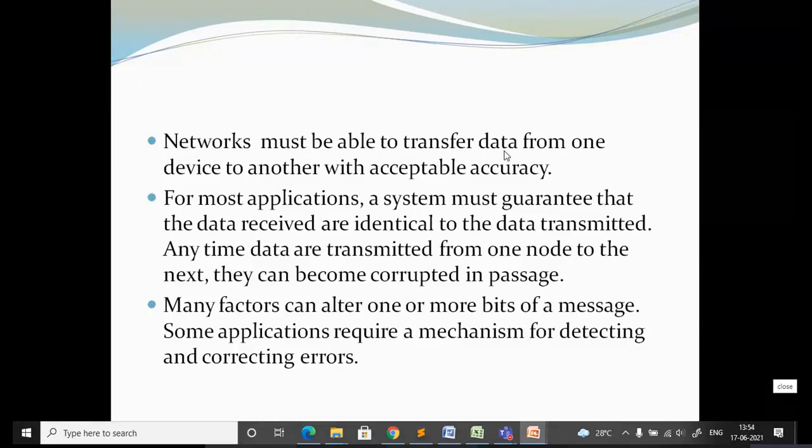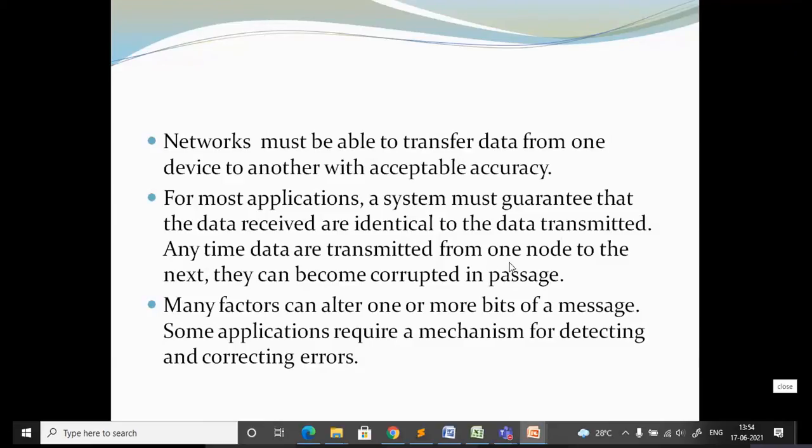A network must be able to transfer data from one device to another with acceptable accuracy. We cannot always ensure 100% accuracy; depending on the application, a small change is acceptable in some applications. For most applications, the system must guarantee that the data received is identical to the data transmitted. It is required to ensure that what is sent and what is received are identical.